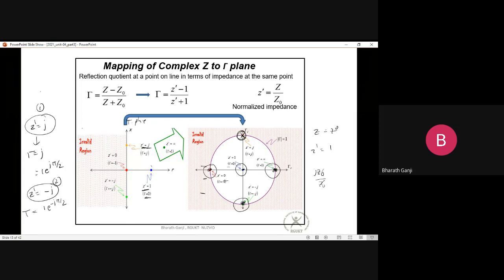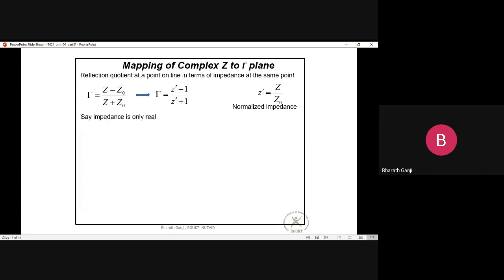So I can look at the complex z plane and I can estimate the behavior of my load impedance. So this is only for points, until now we have done only points. So let us do something else. Say for example I have a line like this.